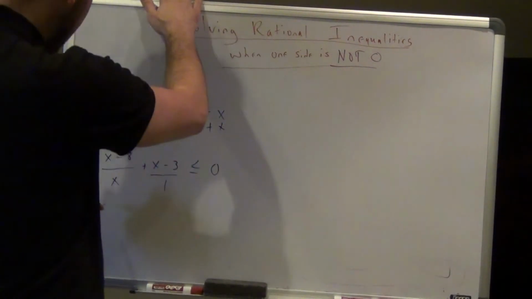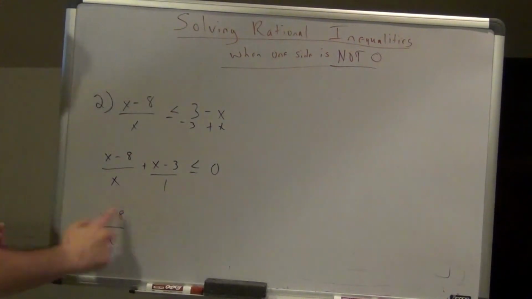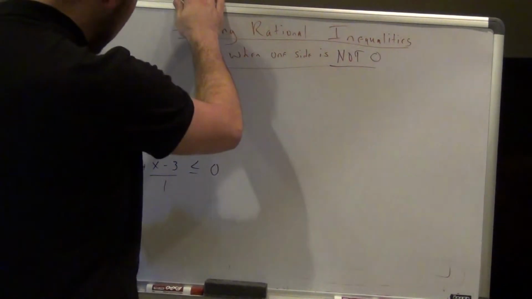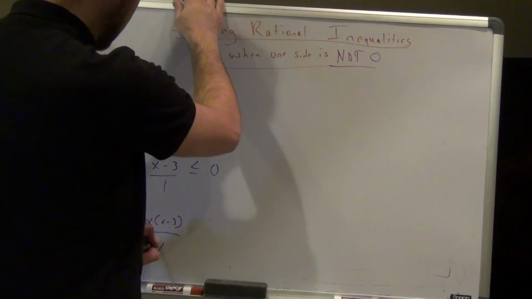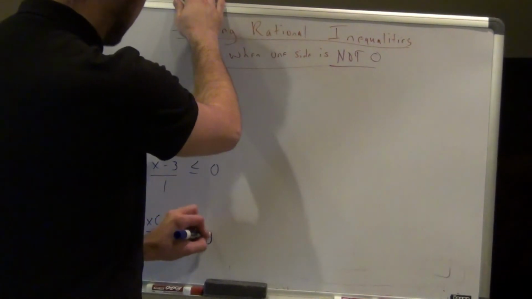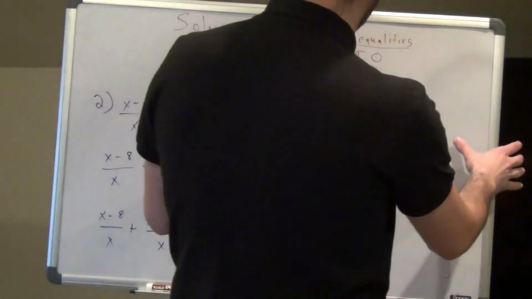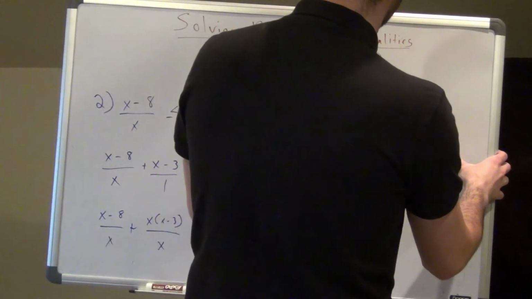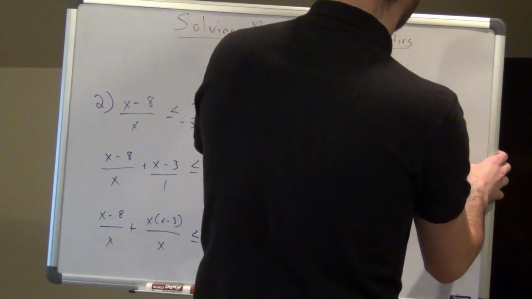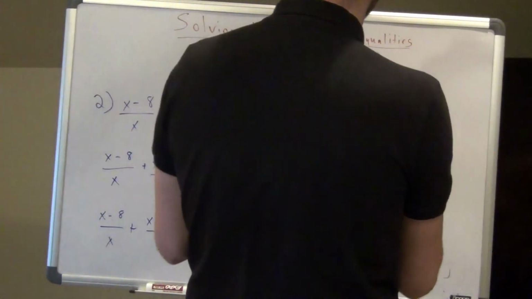So what's going to happen is the common denominator is going to be x, right? That's all they have, x and a 1. So it's going to be plus x times (x minus 3) over x is less than or equal to 0. All right? So what I have to do is distribute the x out there. So I'm going to have (x minus 8) over x plus (x squared minus 3x) over x is less than or equal to 0. So I'm making this all one fraction.